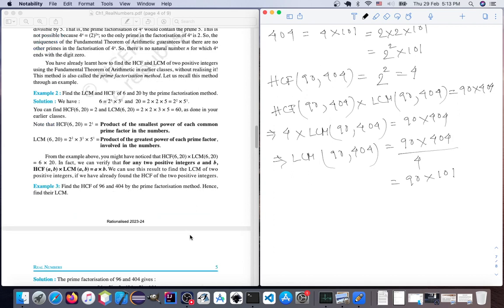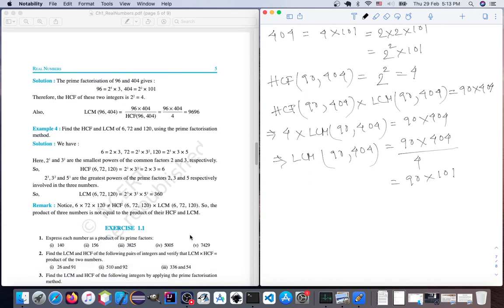What is the answer in the textbook? No, it is wrong. Oh, okay. So it has further done the multiplication, and the answer is 9696. Okay.